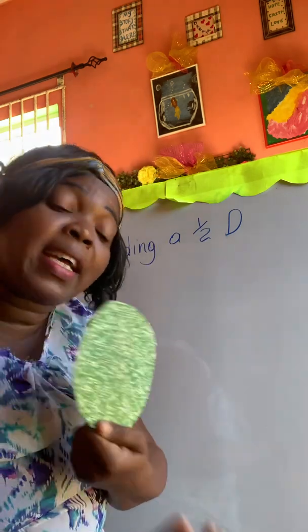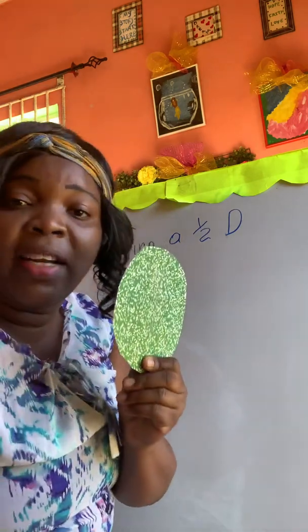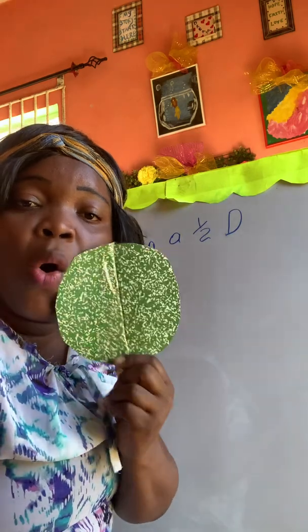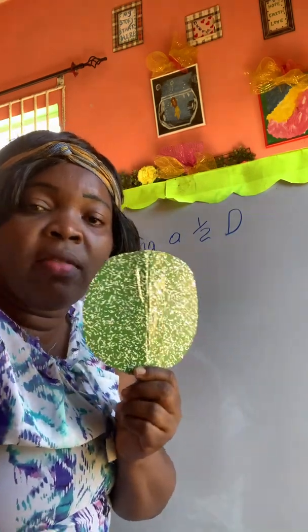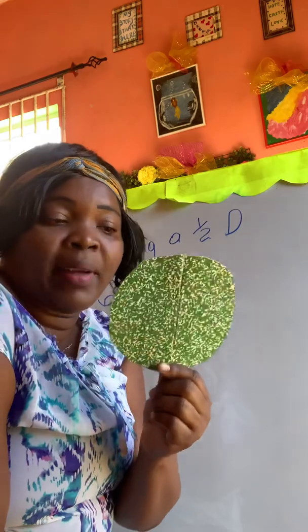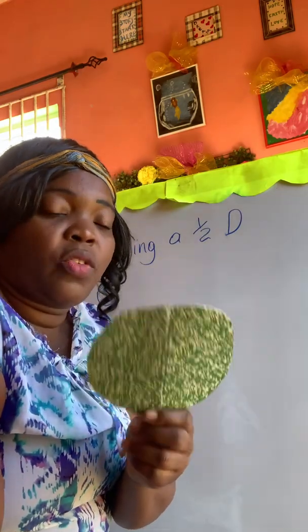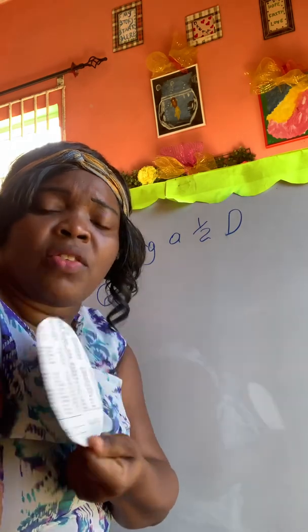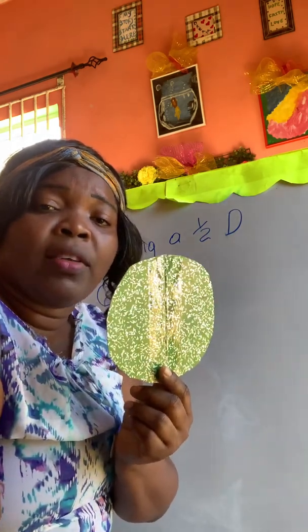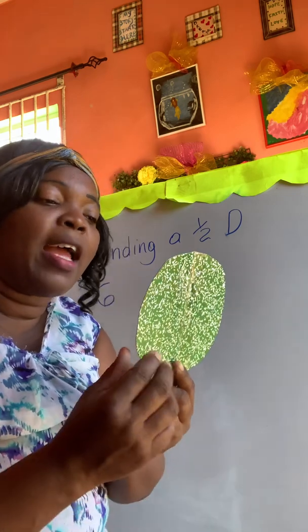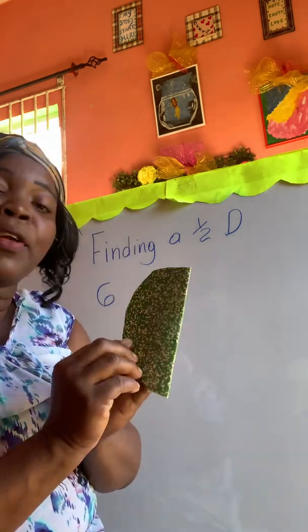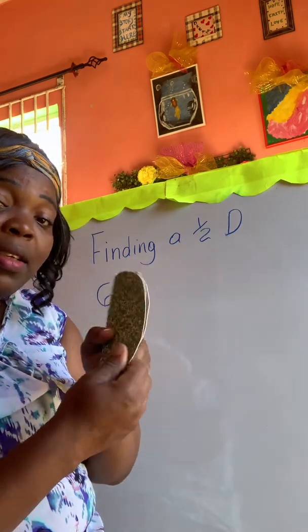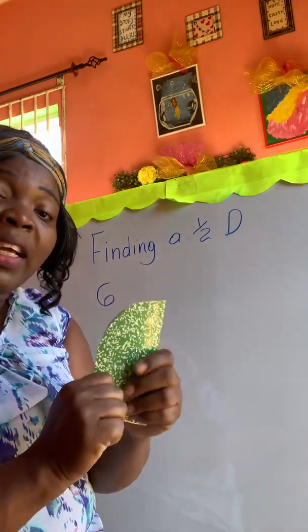Now I have in my hand what is called a circle or a whole. All right, a whole, because it is not cut, so it is a whole. All right, now I need to find a half of this circle or this whole. So to find a half, I am going to fold my paper in two equal parts. They must be equal, guys.